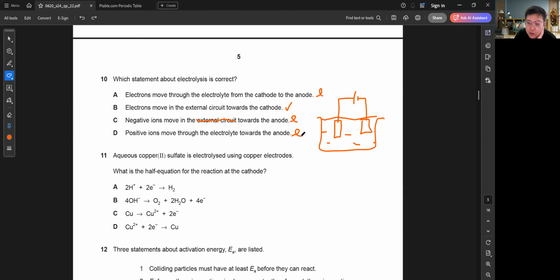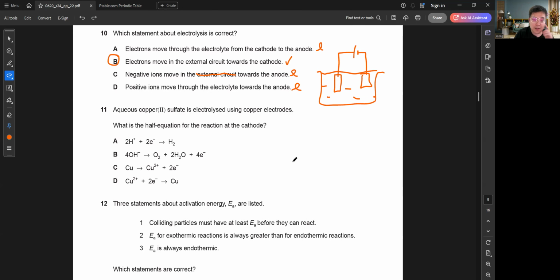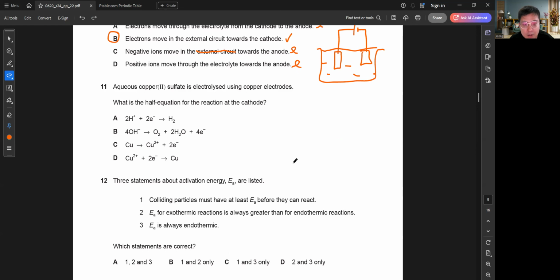No, positive ions move to the cathode because the negative attracts the positive. So positive will not flow to positive. They will repel each other. So I think the answer is quite clear. It's B. Now let's go to question 11.